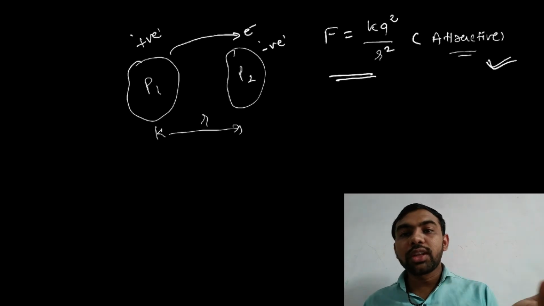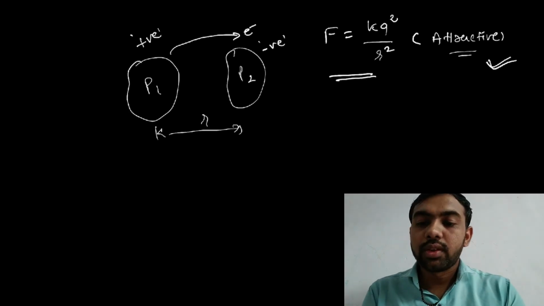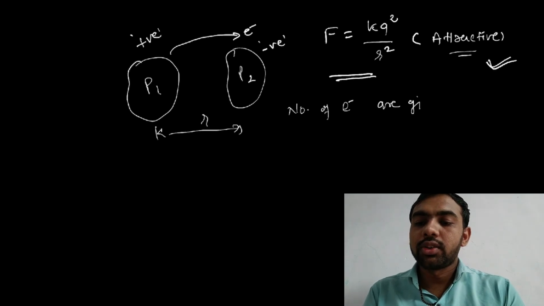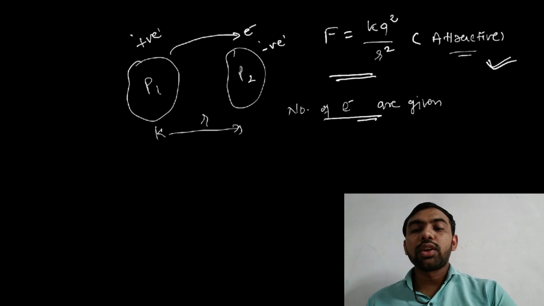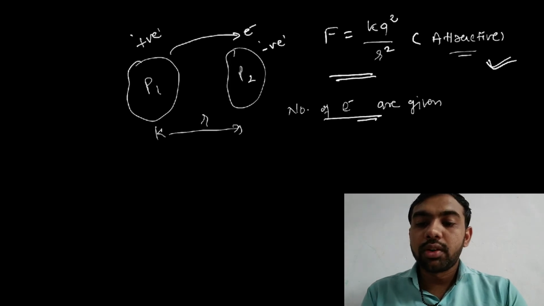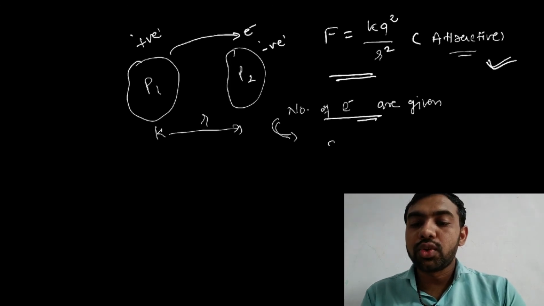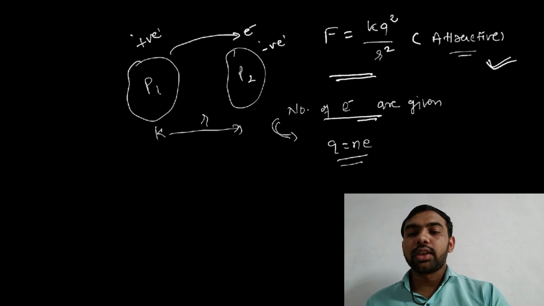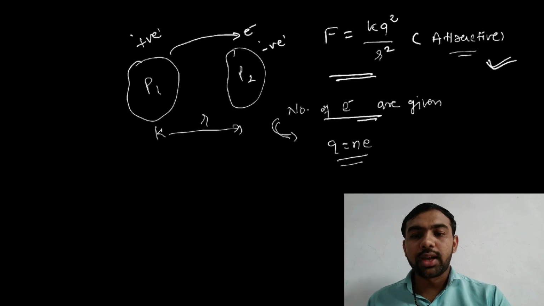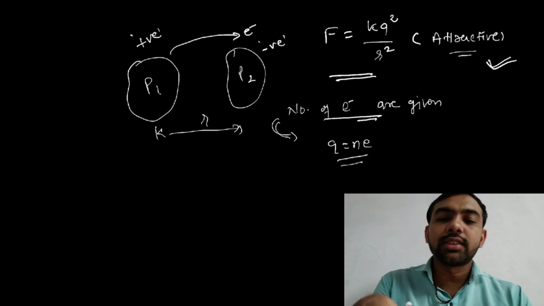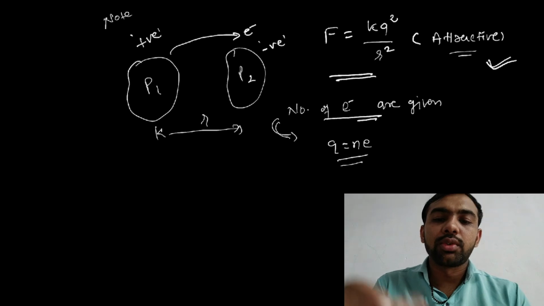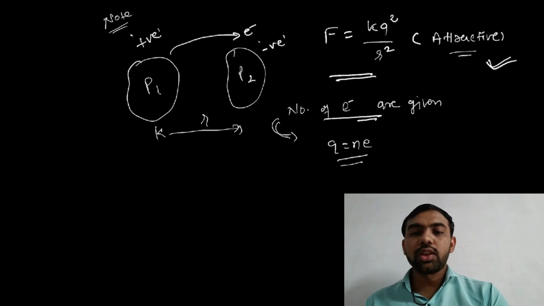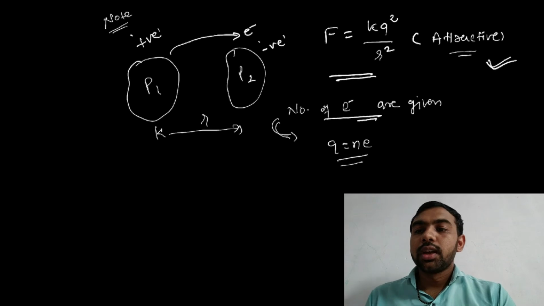Sometimes Q is not given, and the number of electrons is given. If the number of electrons is given, then use Q is equal to Ne, find the Q, and put this Q in this equation, F is equal to K Q square upon R square. Okay, all you guys must write this additional note in your books. Then after that we go to the next. Note it.